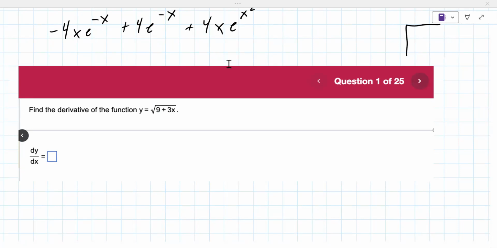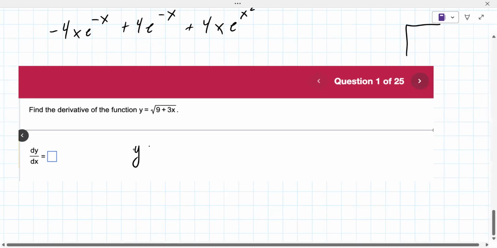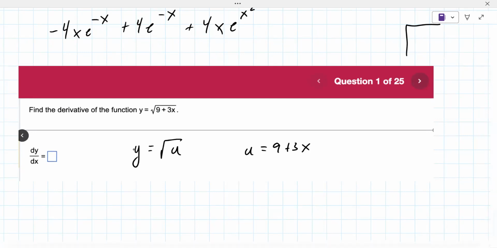All right. For this one here, this is really y equals the square root of u, and u equals 9 plus 3x. So what I'd like you to do here is to try taking the derivative of y and then the derivative of u, just to see if there's any questions about this, since you have to do it on your own.